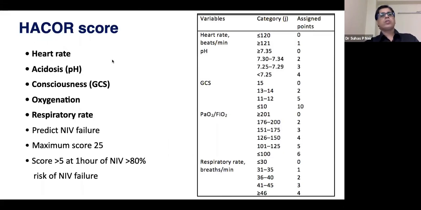The predictors of NIV failure are, again, mostly clinical. There are many scores. One is the HACOR score, which takes into account heart rate, acidosis, conscious level, oxygenation, and respiratory rate. It predicts NIV failure, and the maximum score is 25. Any score more than 5 at 1 hour of NIV carries more than 80% risk of NIV failure. But always remember not to go behind these scores.